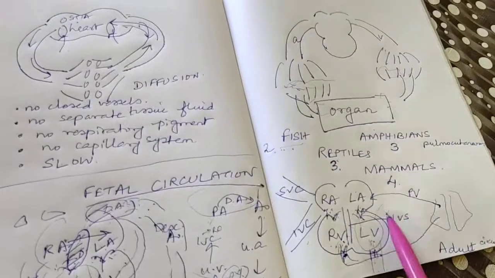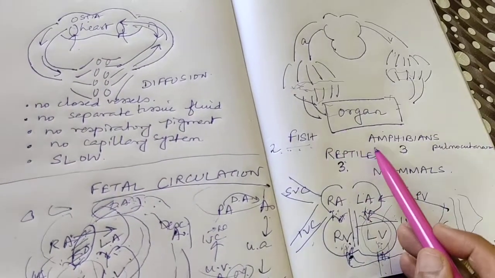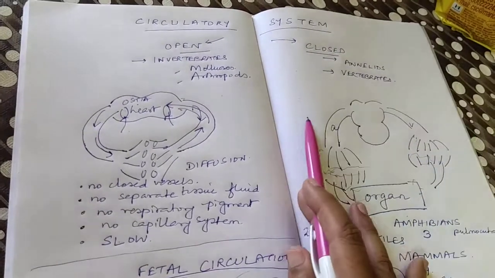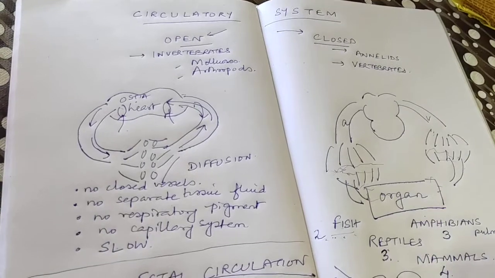The adult circulation too has gradually developed from the fish to the amphibians to reptiles, and this is how the closed system of circulation is in place now by Mother Nature.